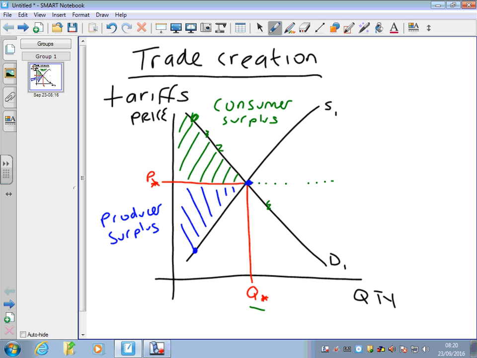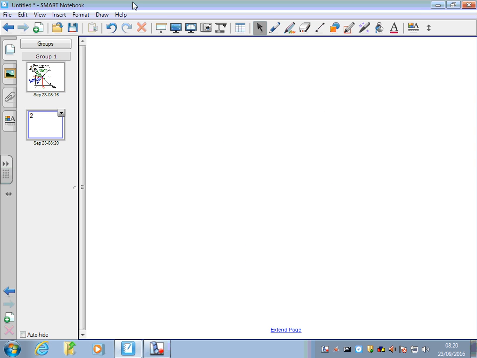If we go beyond that point, beyond Q star, what firms are willing and able to sell a good for is above the market price, so they wouldn't want to sell. So that's consumer and producer surplus. Let's now think about trade creation.